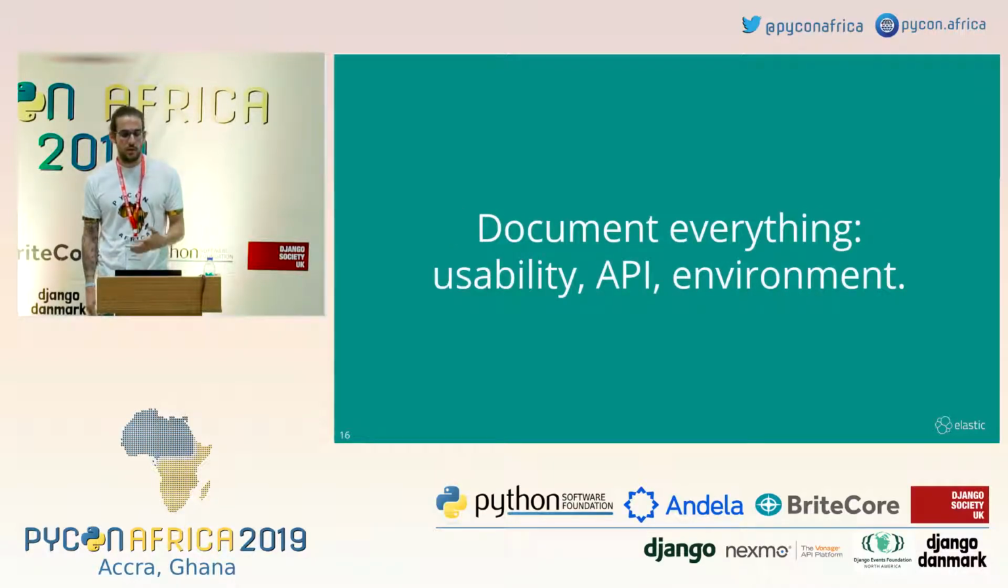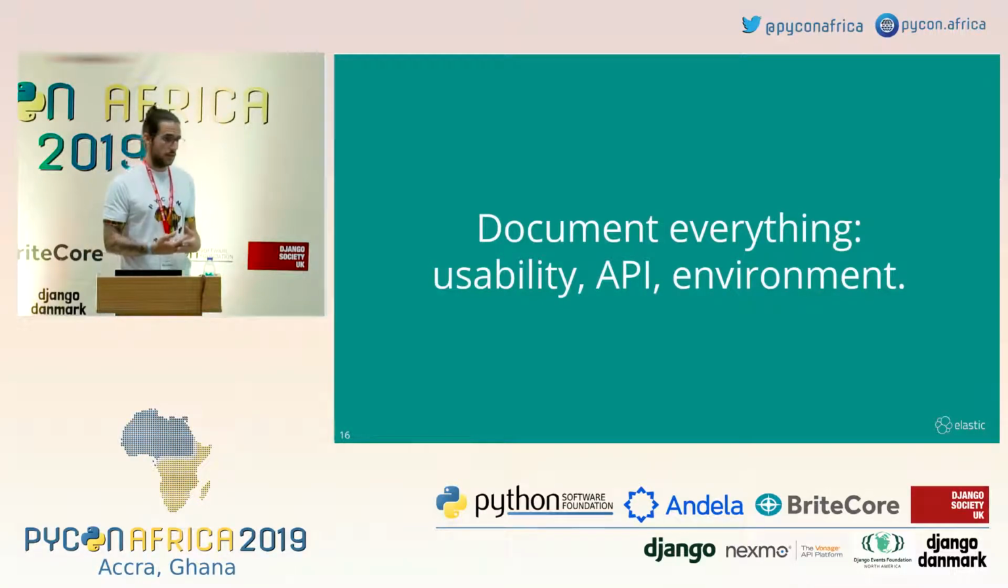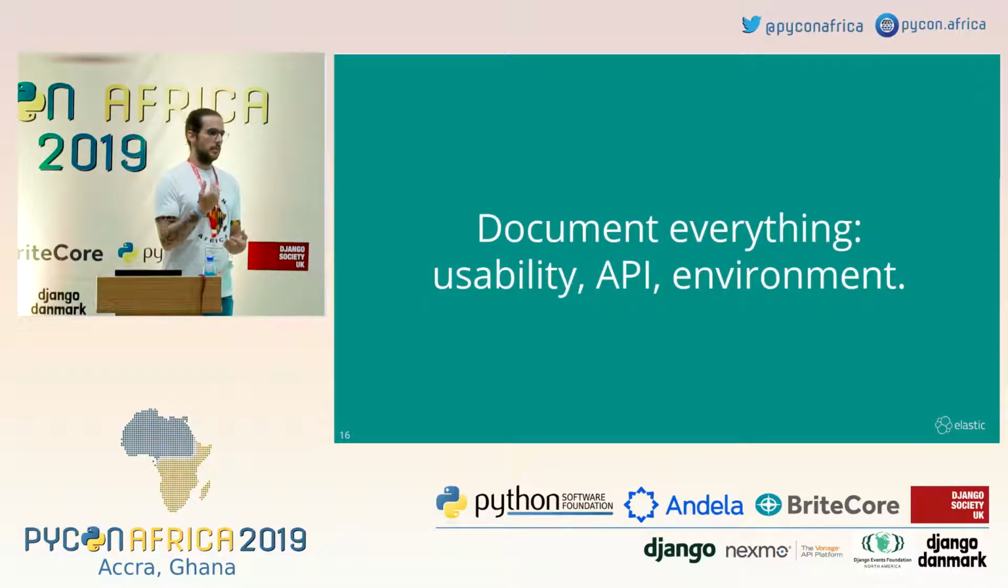Document everything: usability, APIs, environment. You've got to start writing documentation for everything that you find. If there's no documentation, or if there is documentation, just improve it if it is not good enough. But you have to document everything. And documenting everything, in this case, helps you build more knowledge.